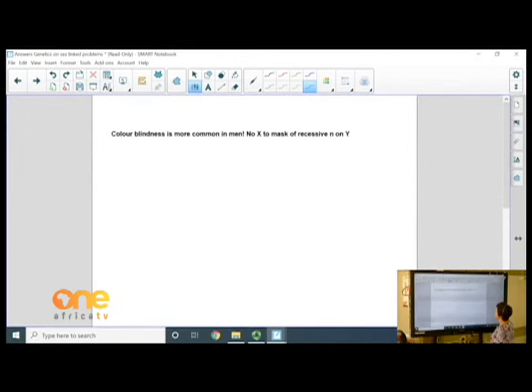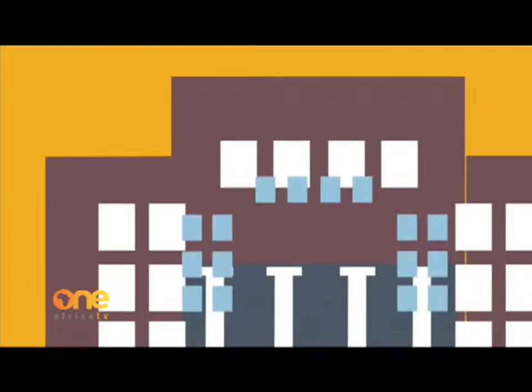Okay, right. And the last question is: color blindness is more common in men, as I have explained, because it is carried on the X. A man has only one X chromosome, and therefore there is not another one to mask it off. Okay, grade 12, please make sure that you do understand this work. Go through all the different possibilities of how inheritance problems can be asked.